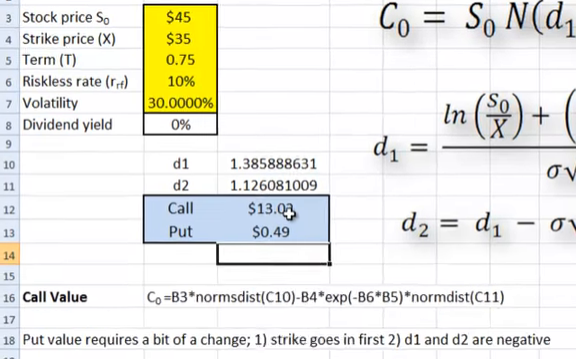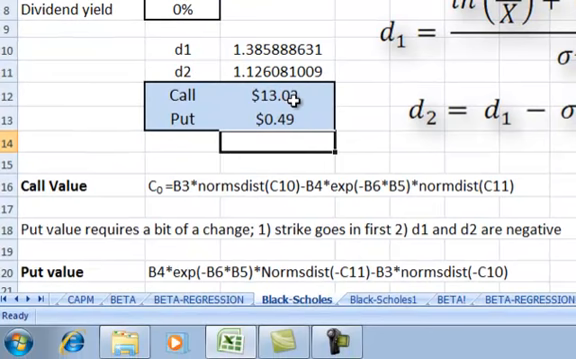Finally, down here at the bottom, I have both the call and the put formulas here. Now the put was a little more difficult. It required a little bit of a change. First of all, the strike price had to go first here, and D1 and D2 are negative here.